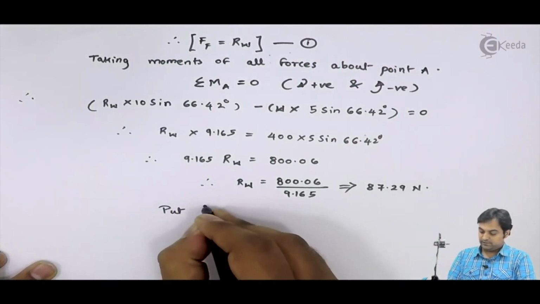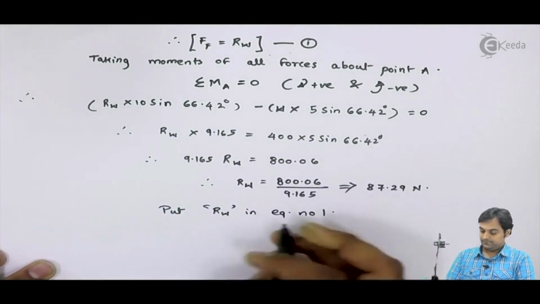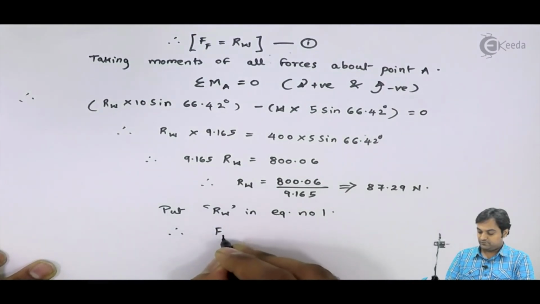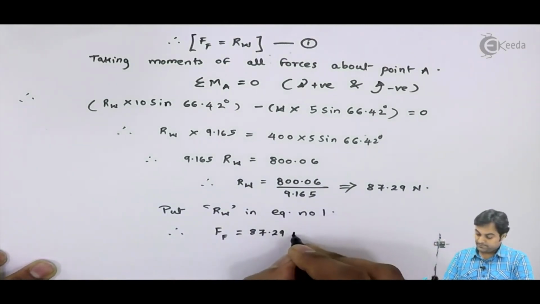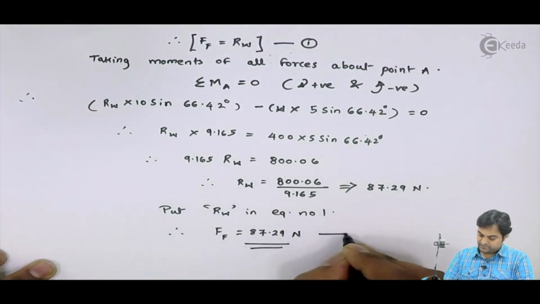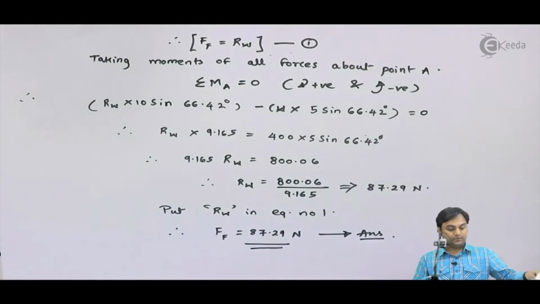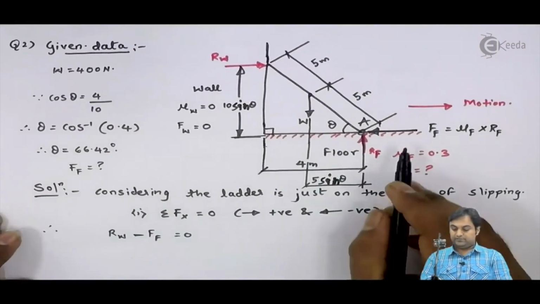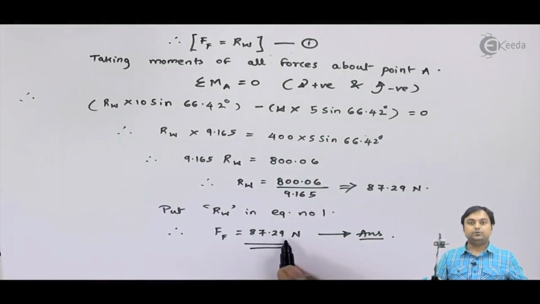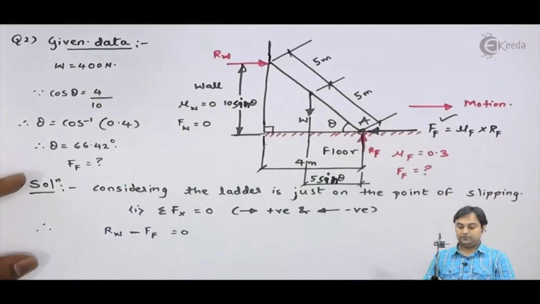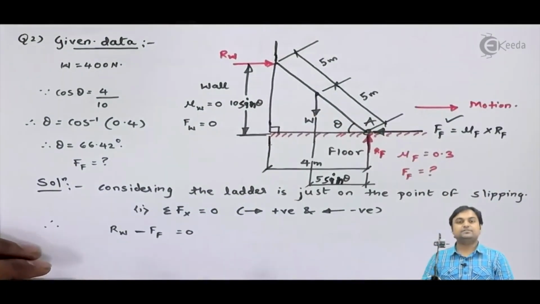Now I would be putting this value in equation number 1. So put Rw in equation number 1. Hence I would be getting the frictional force offered by the floor as 87.29 Newton. That is my answer. If I look into this question, they were telling us to calculate the friction force offered by the floor, and the answer which I have got is 87.29 Newton. We have calculated the friction force which would try to keep the ladder in contact with the floor and the wall, and with this we complete the question.